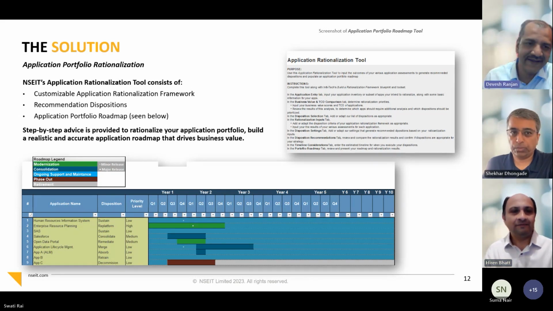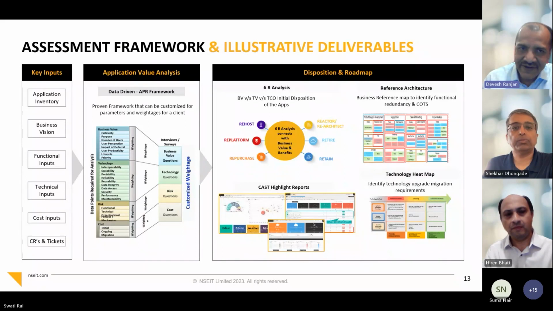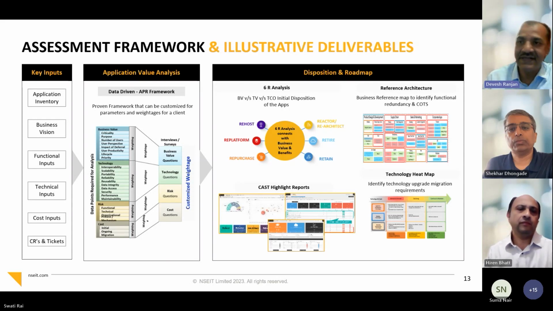And Hiren, you would see on the next slide, we are harping upon the same. So ultimately, how do we carry out this entire assessment? It is a completely data-driven insight generation that we do. And there are critical inputs that we seek from our clients or different stakeholders, whether it is related to the application inventory itself, which needs to be rationalized. What is the business vision of the organization? That is a very critical factor. What are the functional inputs? What are the technical inputs, which ultimately lead to the futuristic requirements from a functional standpoint or the technical depth.